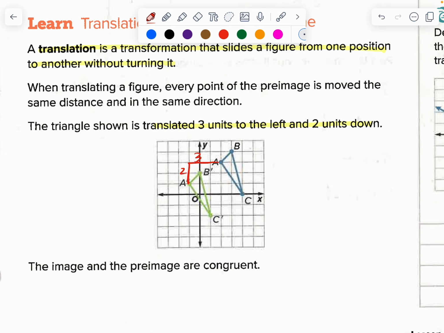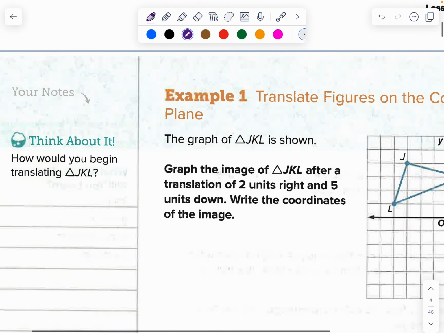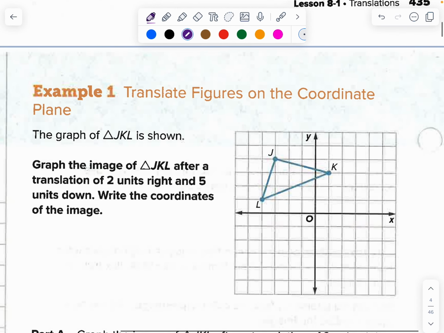If I look at B, it went to the left 3, it went down 2. If I look at C, it went to the left 3, and it went down 2. You're not going to be writing those lines that we just did, but I was just showing you that that's what happened.